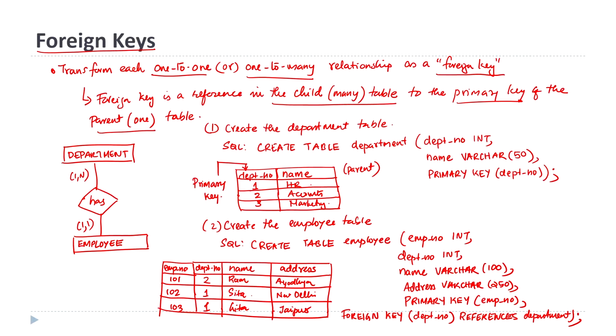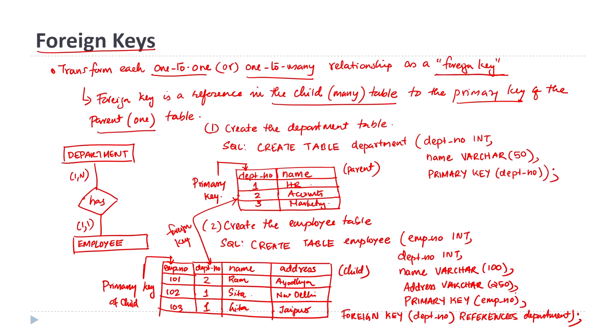So, this employee number is the primary key of the child table. This is the child table, whereas the department number, which is the primary key of the parent, is connected as the foreign key. So, the idea is, both the parent and the child, especially when it comes to a one to one or one to many relationship, we connect these tables using the foreign key.